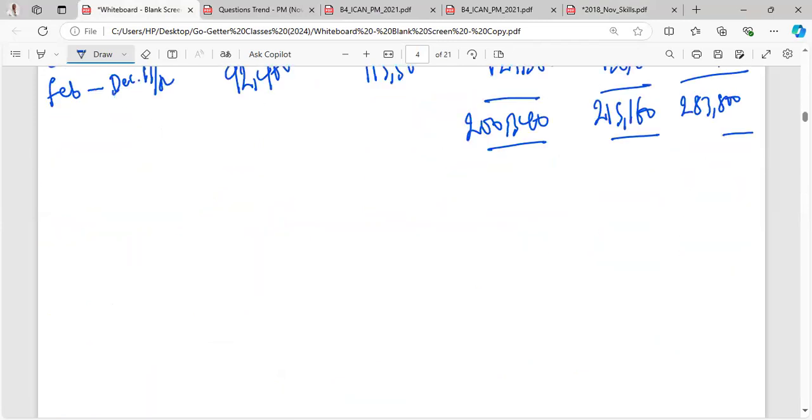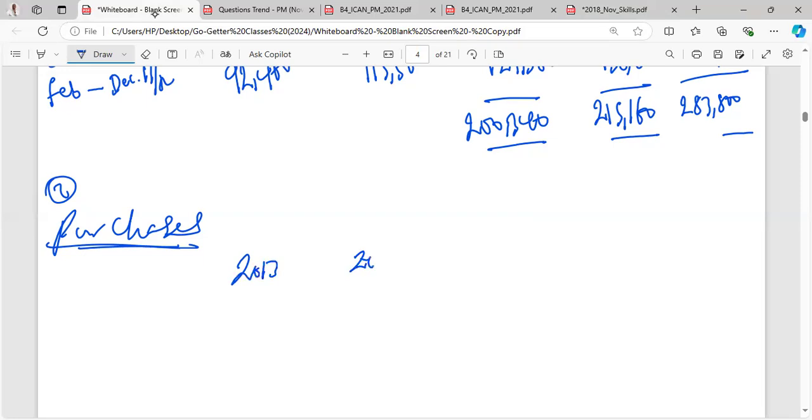So we'll say this is purchases. This is workings two, purchases. So we'll start with what year is that? 2013 to 2017. So this is 2013, 2014, 2015, 2016, 2017. We simply bring their sales.